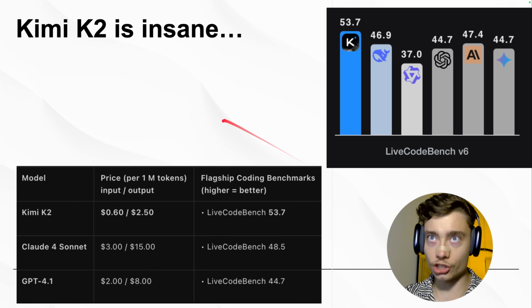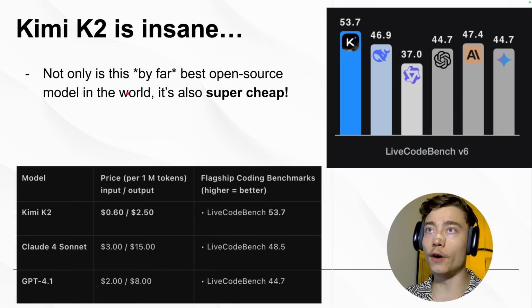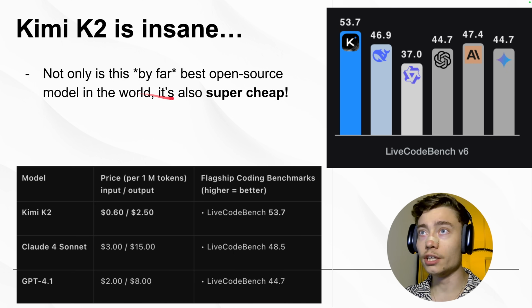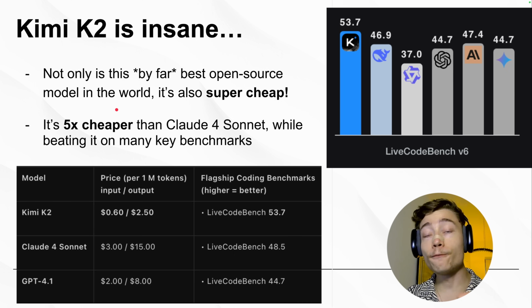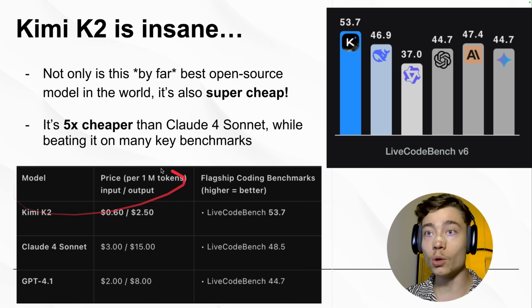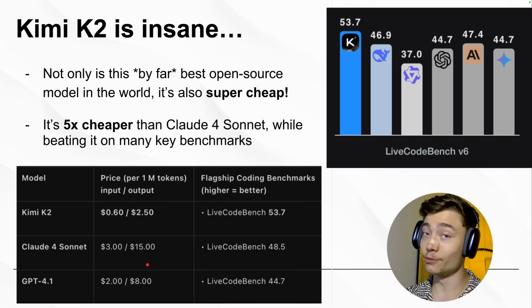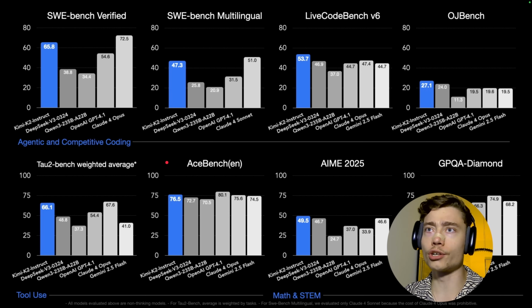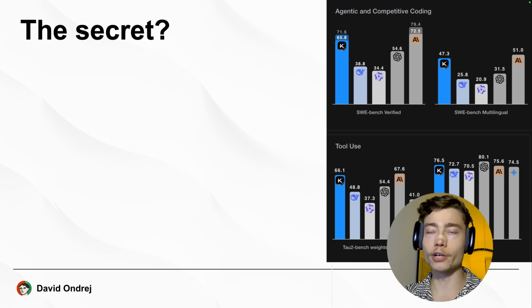Now, Kimi K2 is just insane. Not only is this by far the best open source model in the world, it's also super cheap. It's 5 times cheaper than Claude 4 Sonnet while beating it on many of the key benchmarks, such as LiveCodeBench, where it destroys Claude 4 Sonnet while being 5 times cheaper, which is just crazy. And here are some more coding and agentic benchmarks just to prove that this is not cherry picking, right? So now you might be thinking, okay, but what is the secret behind this model?